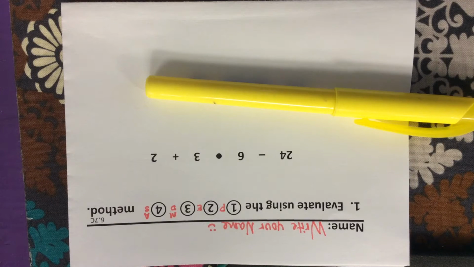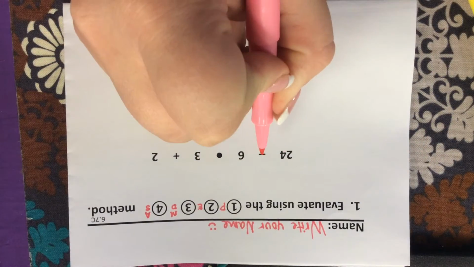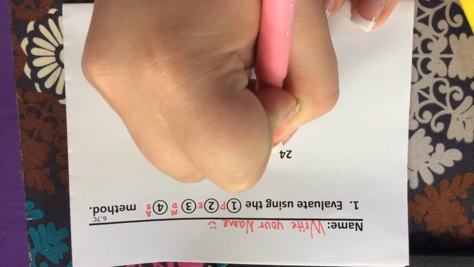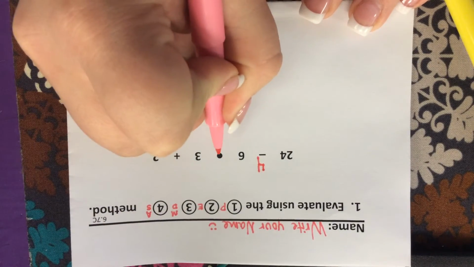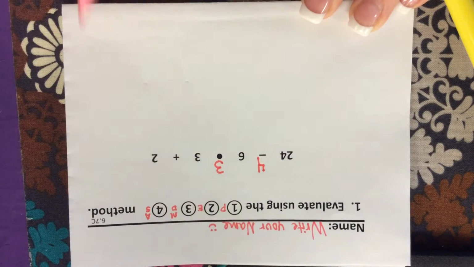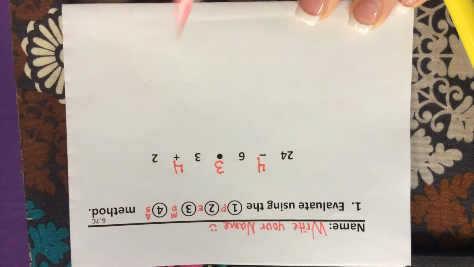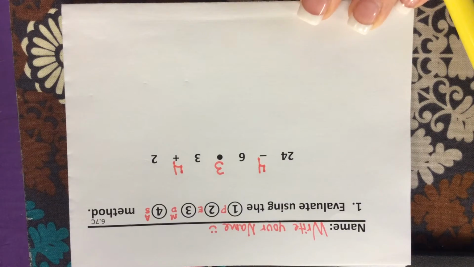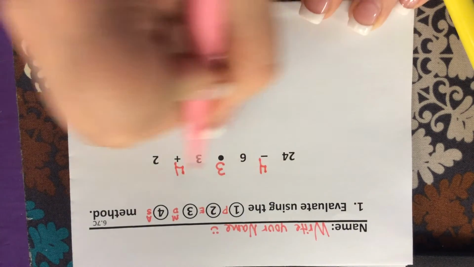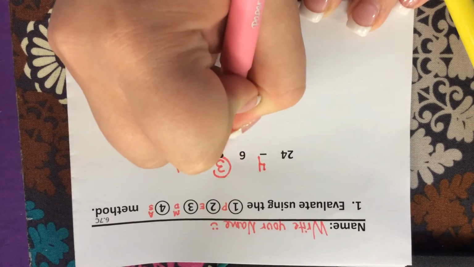In this problem, we're going to go through the problem and label all of our steps. A subtraction sign is step 4. A multiplication sign is step 3. An addition sign is step 4. There are no step 1s, there are no step 2s, so I'm going to start with step 3.